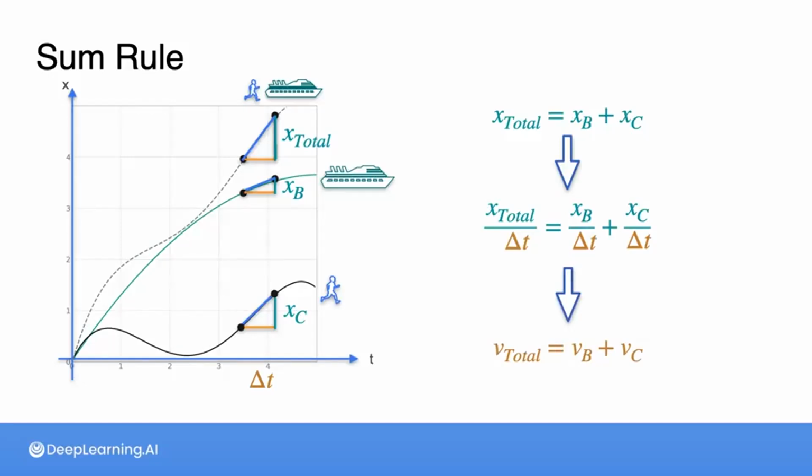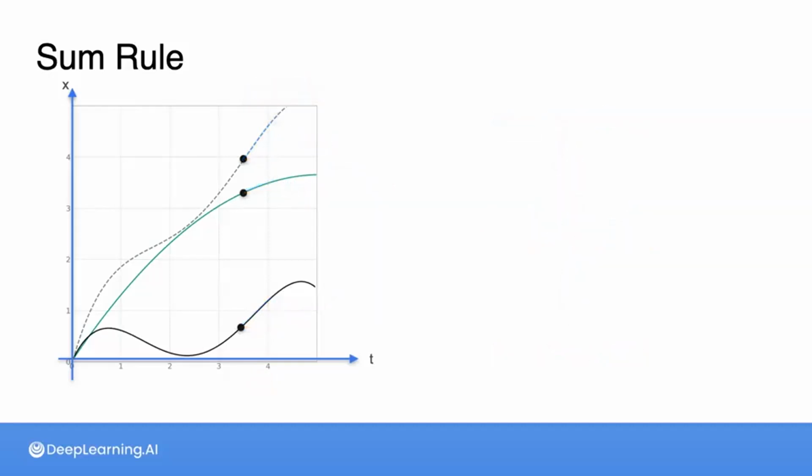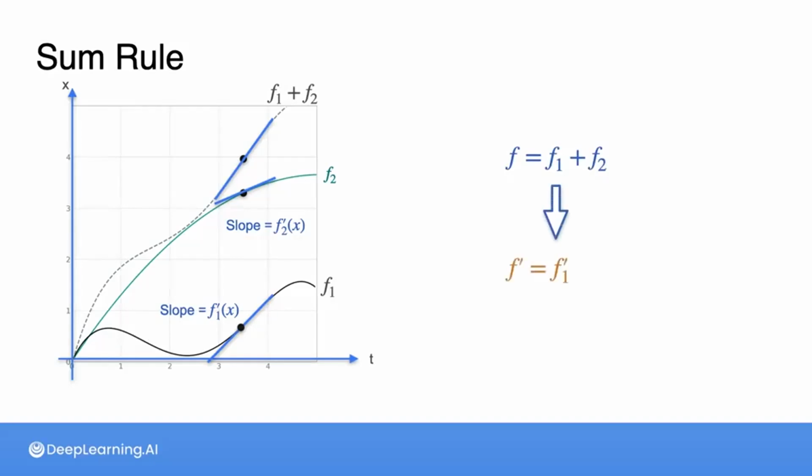And now all you need to do is let delta t go to 0 and you get the derivatives. So if you have three functions, f1, f2, and f1 plus f2, the derivative of f1 at a point is f1 prime of x. The derivative of f2 at that same point x is f2 prime of x. And what's the derivative of the sum? Well, since f is f1 plus f2, then f prime is f1 prime plus f2 prime. And the slope over here is going to be the sum of the slopes. And that's the sum rule.